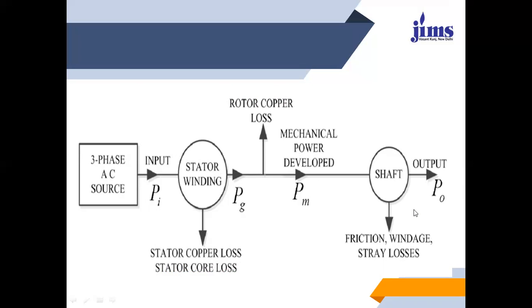So this is the concept of the power flow diagram of the machine: how the power is delivered from the input side and reaches the output side, and how all the losses are indicated. Whatever is the output of the stator is the input of the air gap, and the output of the air gap is the input to the rotor part, and whatever output we get from the rotor end, we get as output power at the shaft. So this is the power flow of the three-phase induction motor.